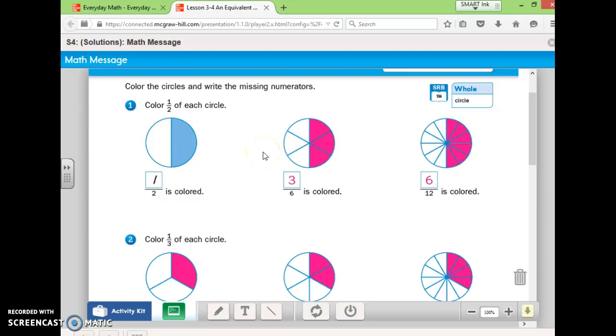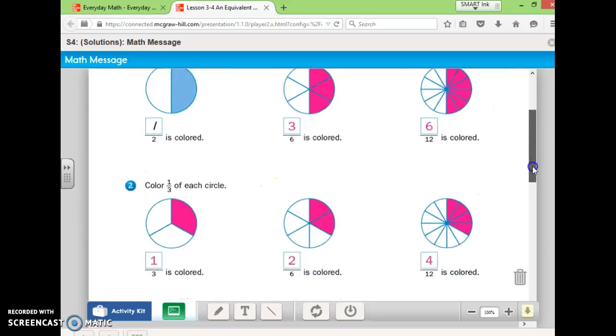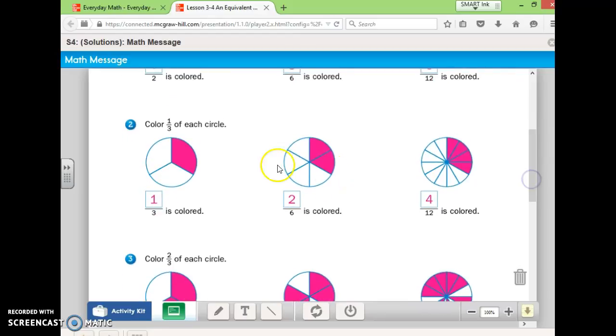size. So my question for you is, what could be a rule that we could use to get from this fraction to this fraction, or from this fraction to this fraction? Because they are equivalent, but what could be a rule on how we got from this fraction to this? Take a look at these ones. Again, it's the same thing.